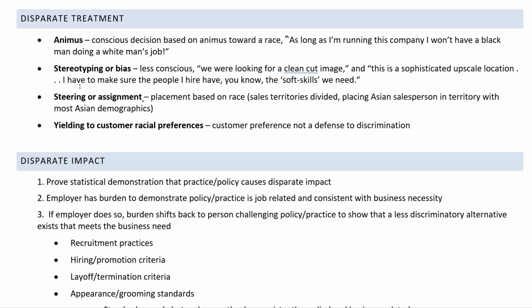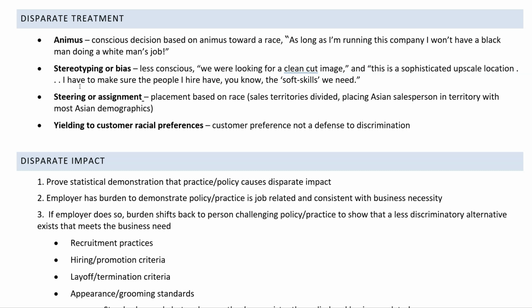Switch gears just a little bit here, still on the same topic, but let's talk about some of the differences between disparate treatment and disparate impact. Again, disparate treatment is that more in-your-face, easy-to-prove type of discrimination, where with disparate impact, we're relying on statistical data and a policy that doesn't look on its face to be discriminatory.